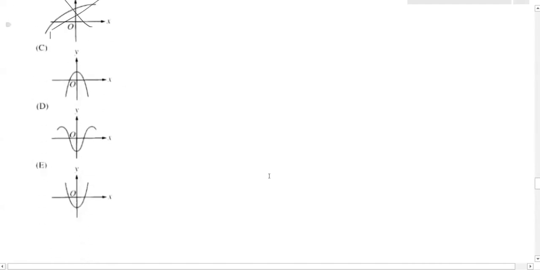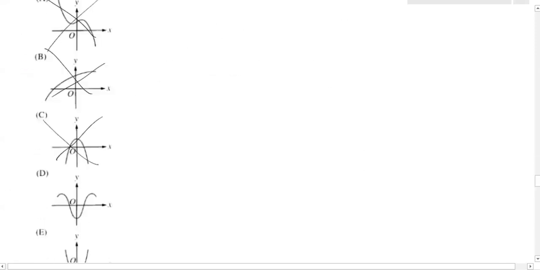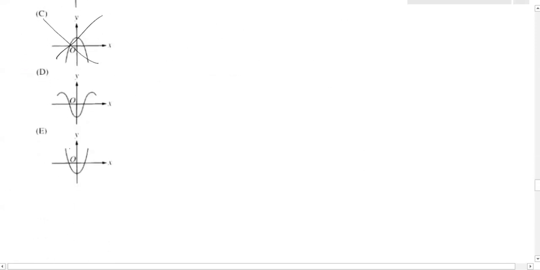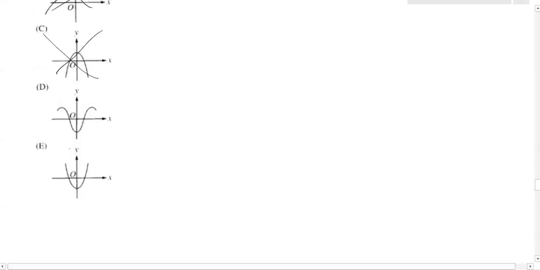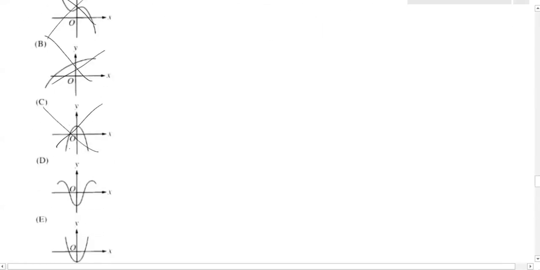C is not going to be it because it goes negative, positive, negative, and I want positive, negative, positive. D and E are the ones that go positive, negative, positive. But which one is going to result with a point of inflection at x equals 0?